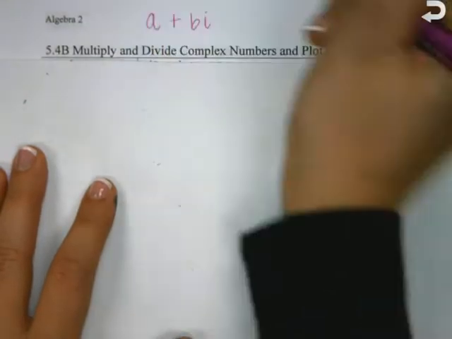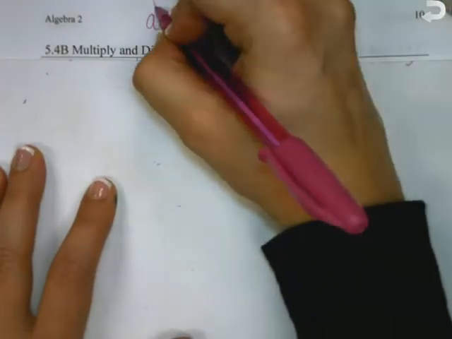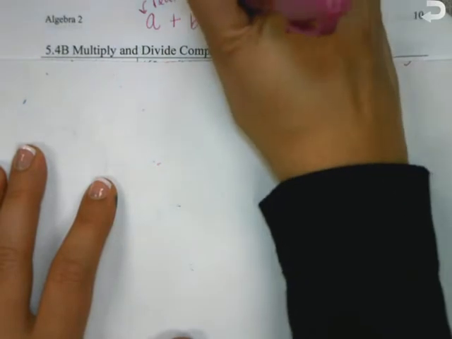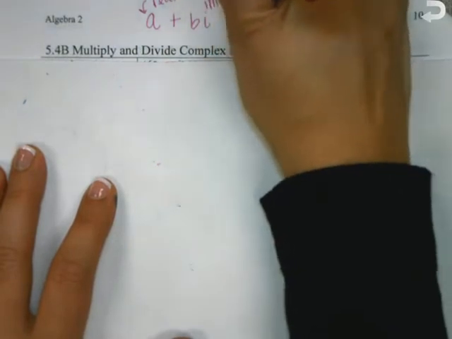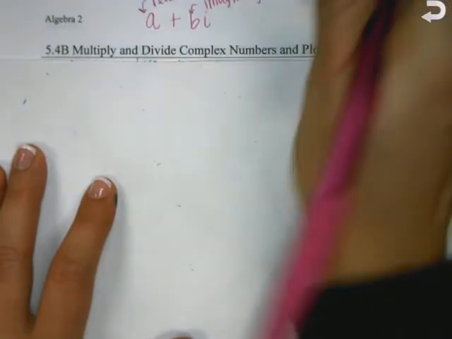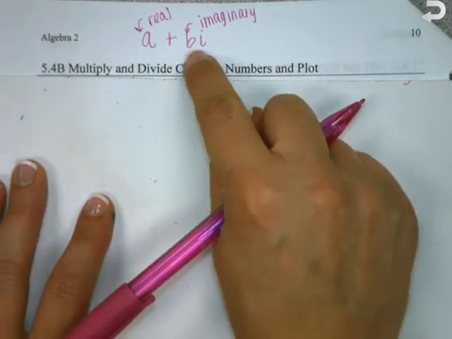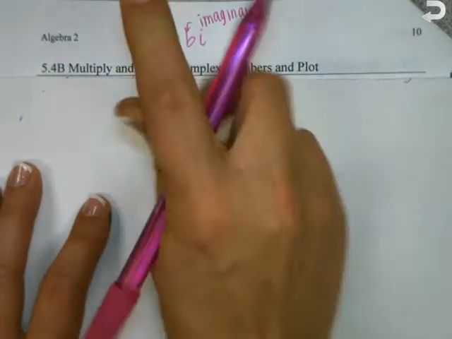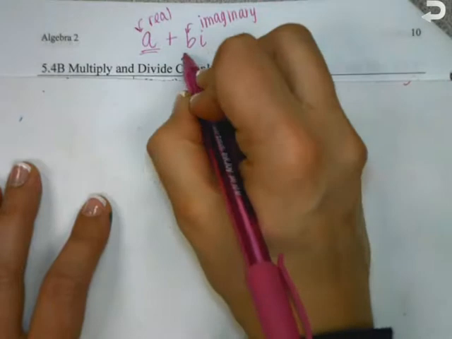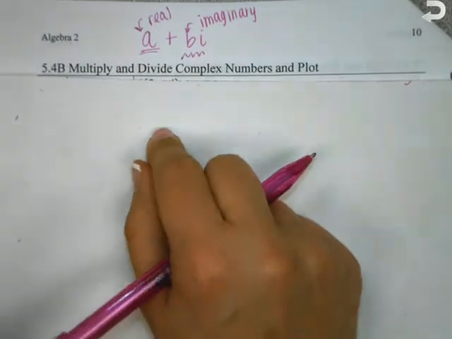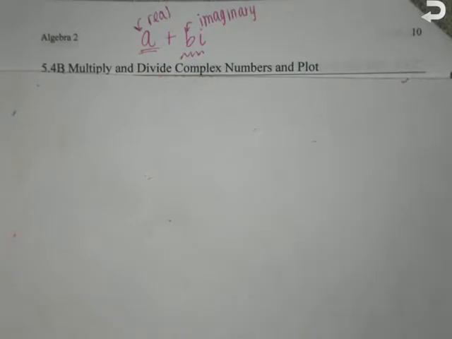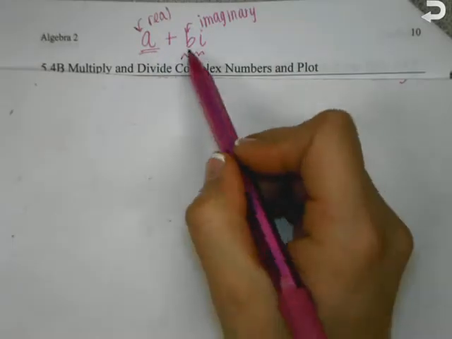Just as a refresher, complex numbers have a real part and an imaginary part. The real part is the number. The imaginary part is the one that has the i attached to it. We always want to write the real part first and the imaginary part second. Okay? So even if it's not in that order after you're done simplifying, reorder everything so the real part is first and the imaginary part is second.